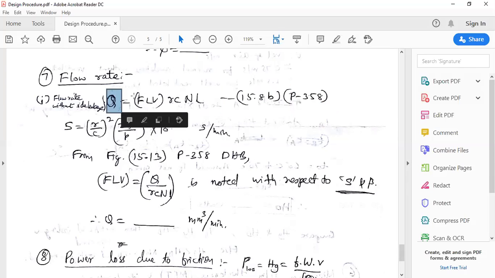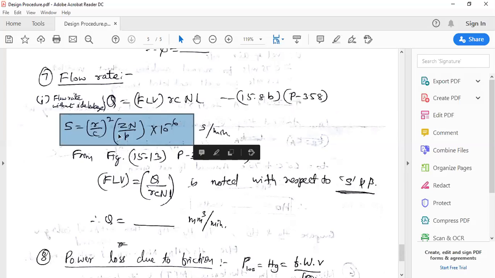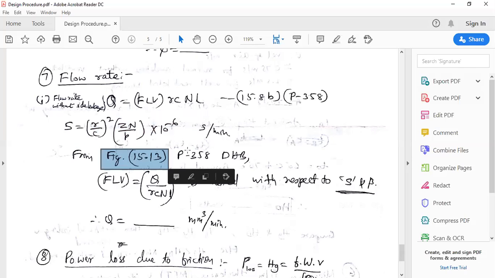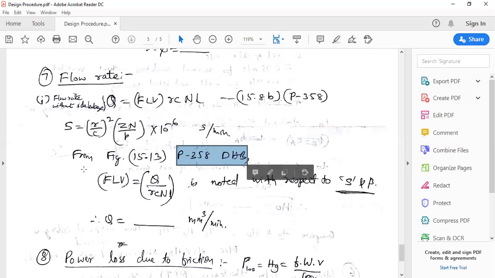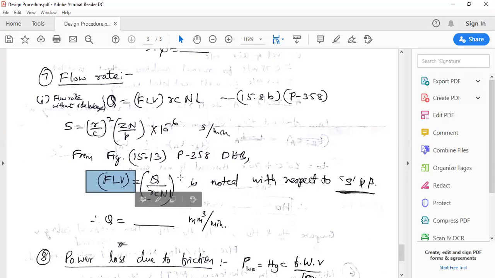In the Q equation, FLV, the flow variable, is multiplied by R, the radius of the journal, by radial clearance C, N is the RPM, and L is the length of the bearing. Using this equation, we have to get the FLV first. To get FLV, we calculate the Sommerfeld number, which was calculated in the previous step, R by C square into Zn by P into 10 raised to minus 6 per minute. Using this value, by referring to figure number 15.3 of the data handbook, page number 358, the flow variable FLV is to be noted.